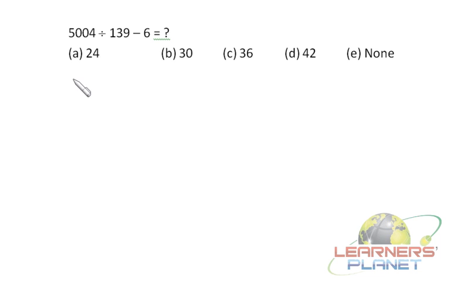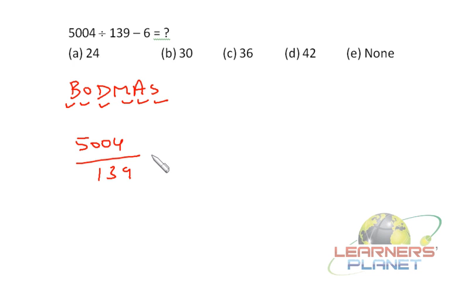Now friends, let's see this problem. 5004 divided by 139 minus 6. This is clearly a problem of application of Bodmas. What is Bodmas? In this series of mathematical operations, we have to first perform the bracket, then of, then division, multiplication, addition and subtraction. All the mathematical operations should be performed in this sequence only. So in this question, we have to perform first of all 5004 by 139, and whatever the result we get, we have to deduct 6 from that to get the correct answer.